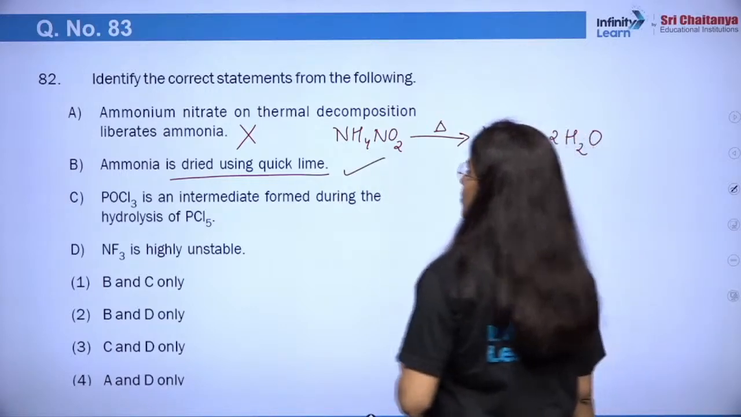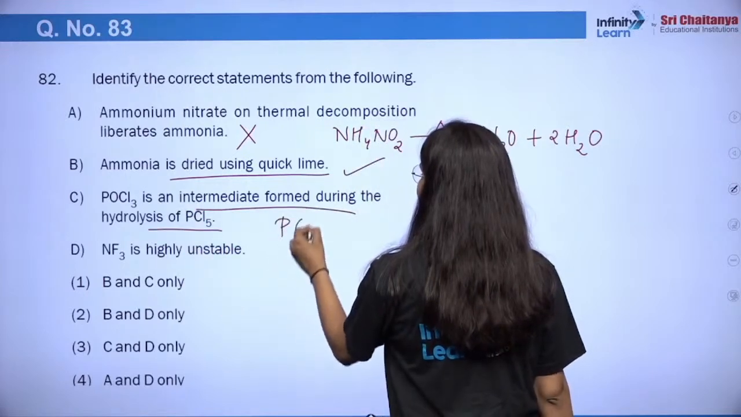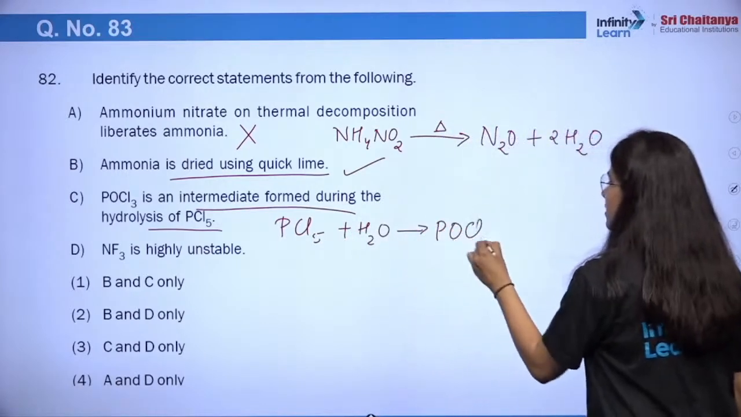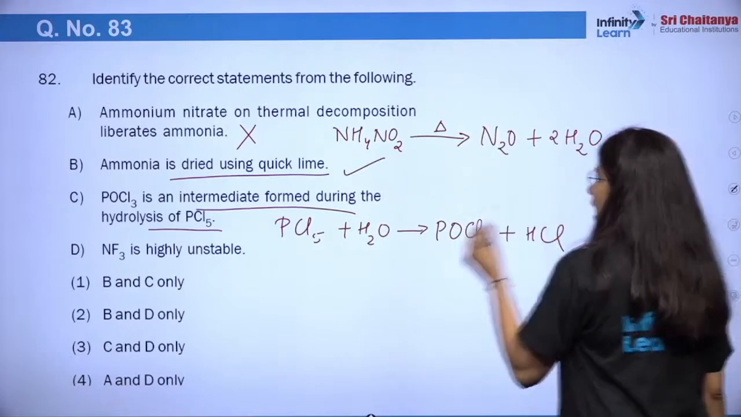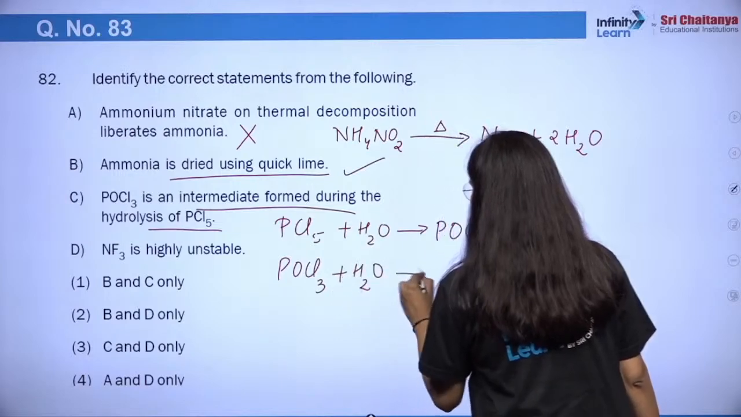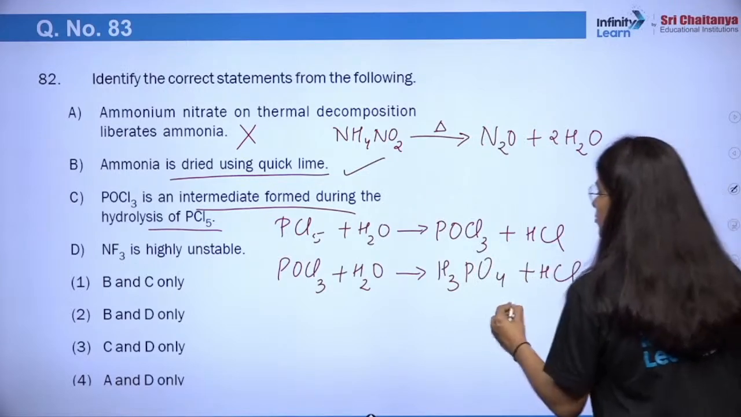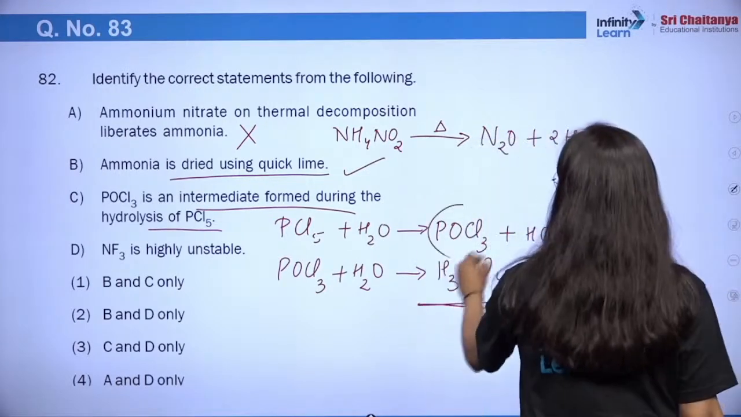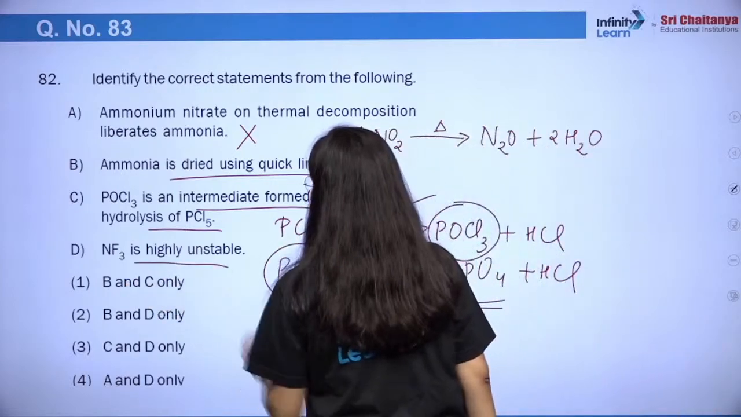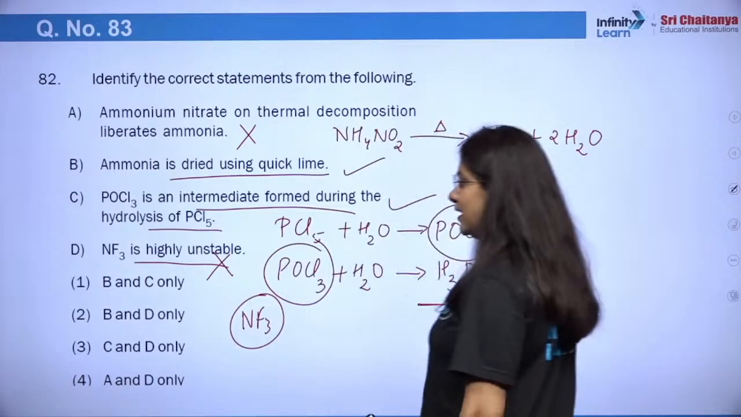Okay. PCl3 is an intermediate formed during the hydrolysis of PCl5. Correct. When we do the hydrolysis of PCl5, first we get POCl3 plus HCl. Then POCl3 will again react with water to form H3PO4 plus HCl. So this is the hydrolysis product, and POCl3 is the intermediate. This is also correct. NF3 is highly unstable. No, this is wrong. NF3 is a stable compound. There is no instability factor in NF3.